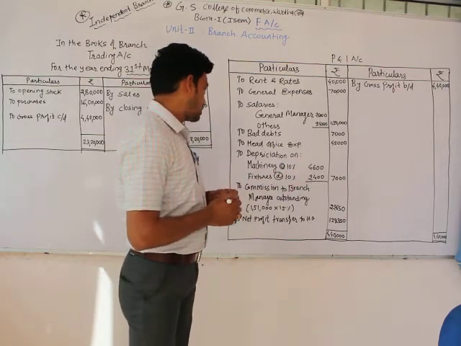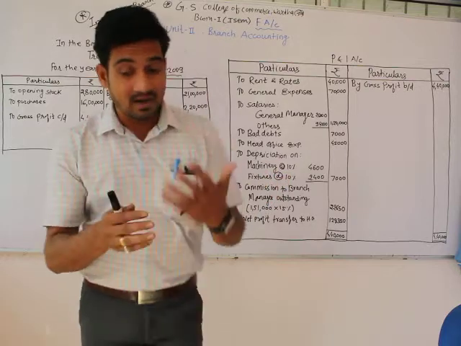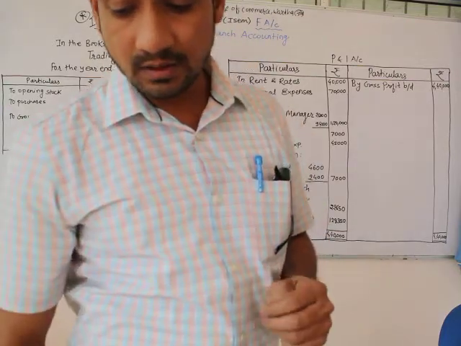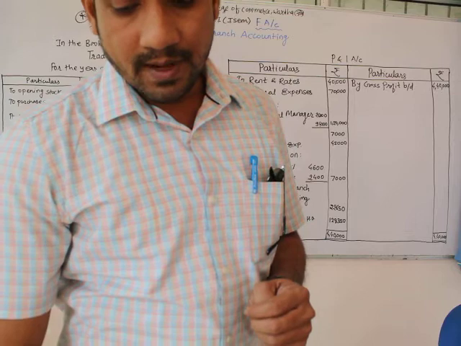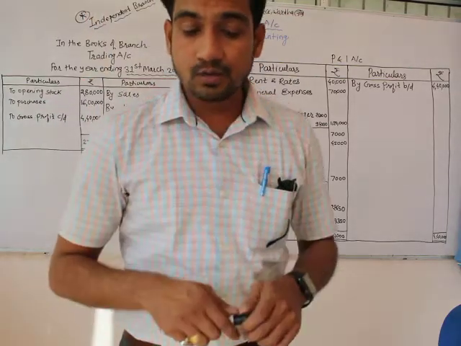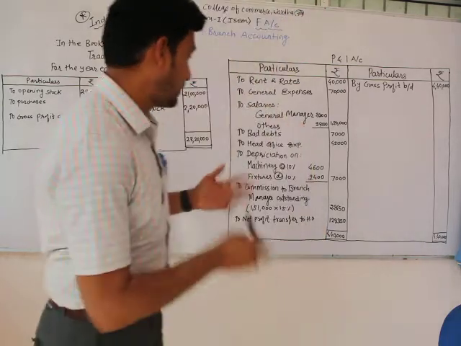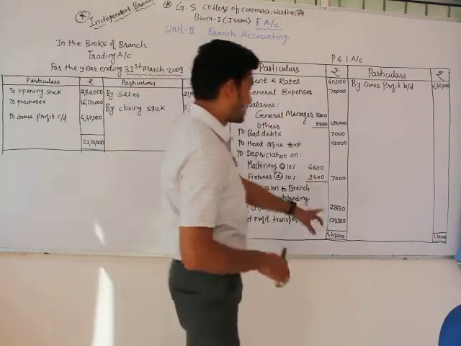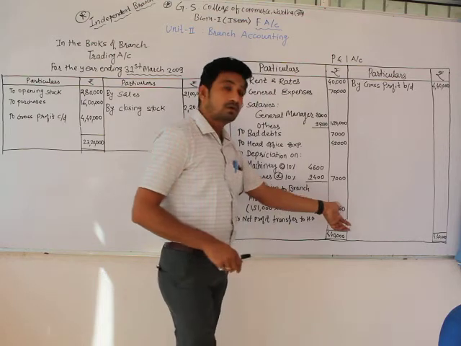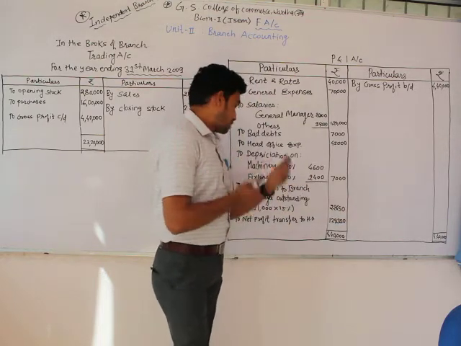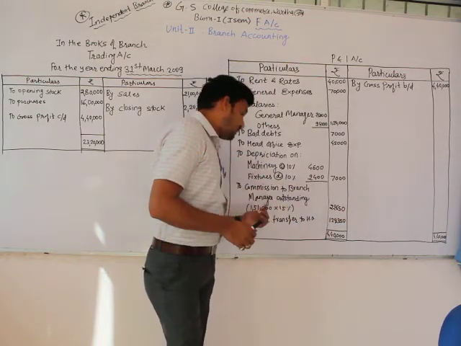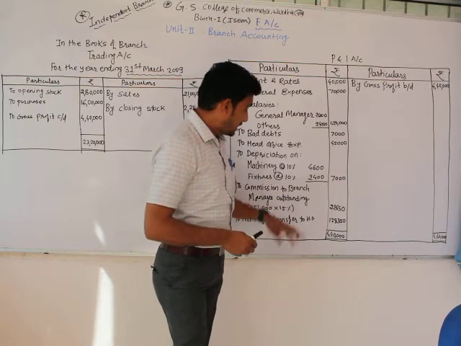Then commission to branch, but that commission, what they ask us to do, I am reading again that one. The branch manager who is further entitled to 15% on net profit of the branch before charging commission. So what we have to do here, we have to just find out the difference. That difference will be 1,51,000. So we have to charge 15% on 1,51,000.